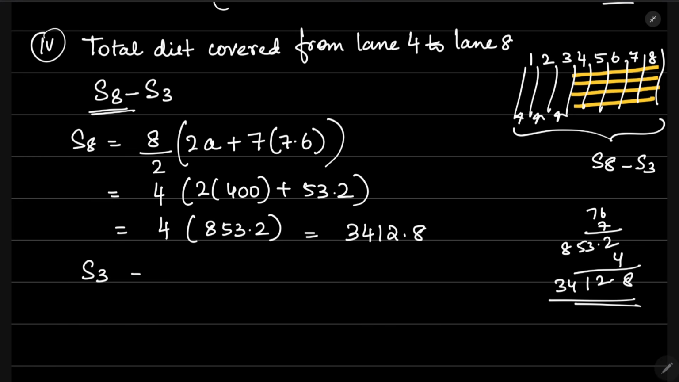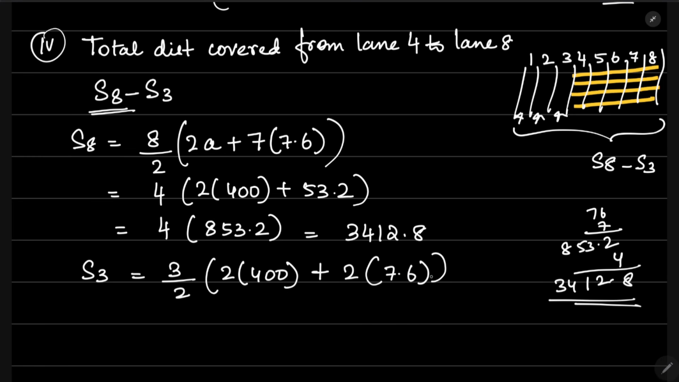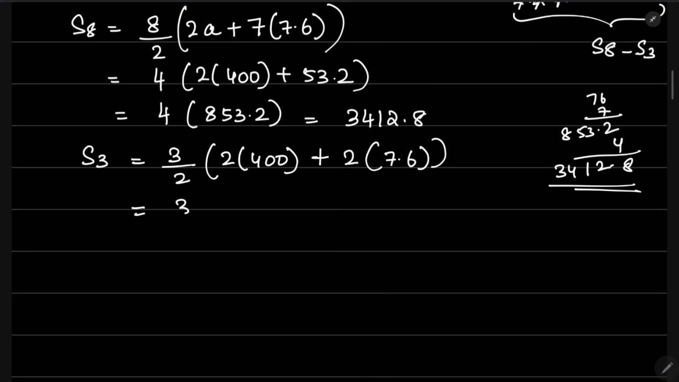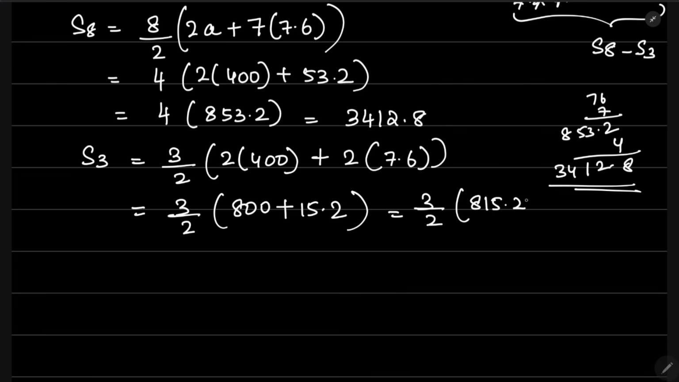Now let's calculate S3. So 3 by 2 multiplied by 2 into 400 plus 2 into 7.6, that is, n minus 1 into d. So this is 3 by 2 into 800 plus 15.2, which is 3 by 2 multiplied by 815.2. So it's 1222.3 meters.